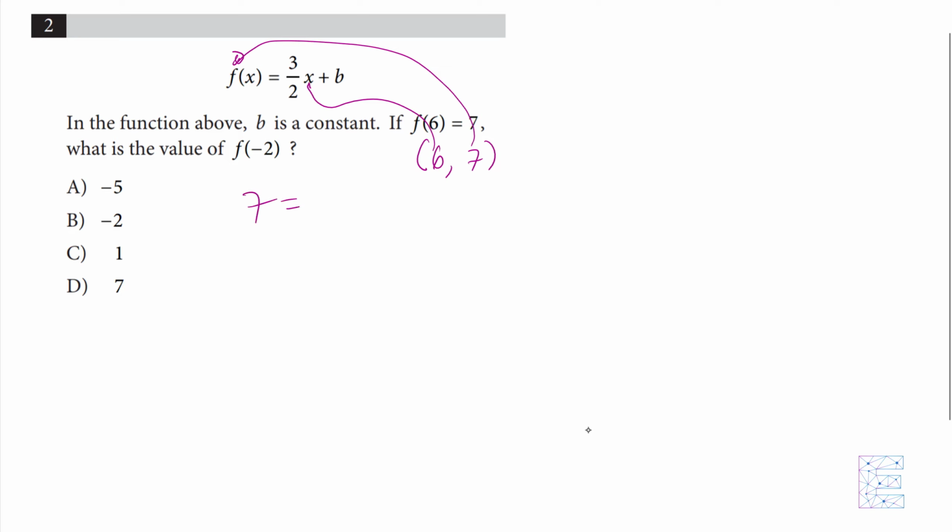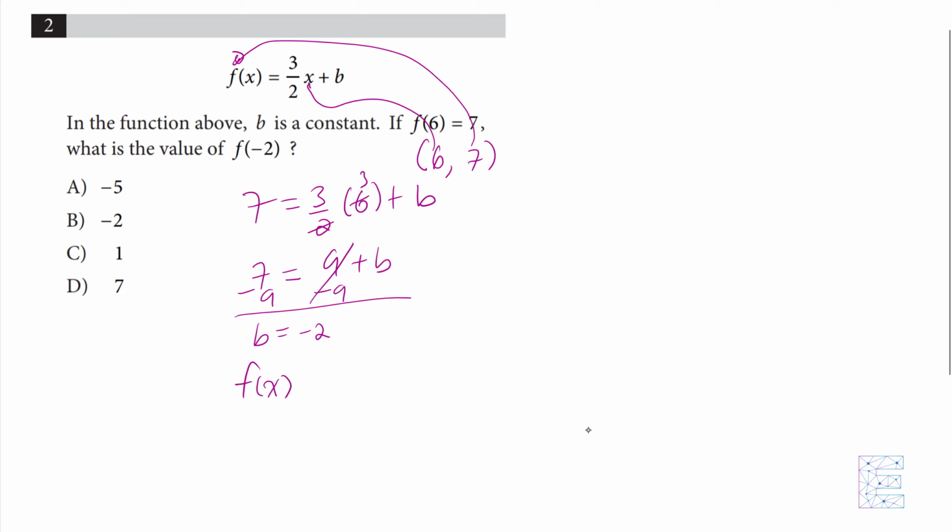So 7 equals 3 over 2 times 6 plus b. So 3 over 2 times 6 is 9 plus b. So we find out by subtracting 9 from both sides that b is actually -2. Now this allows us to finish writing this equation out, so then we can use it. So f of x equals 3 over 2x minus 2, because we just found out the b value is -2. So this equation is now completed.